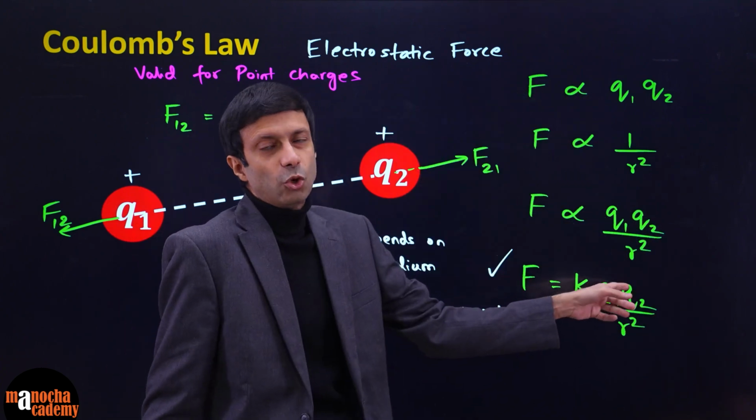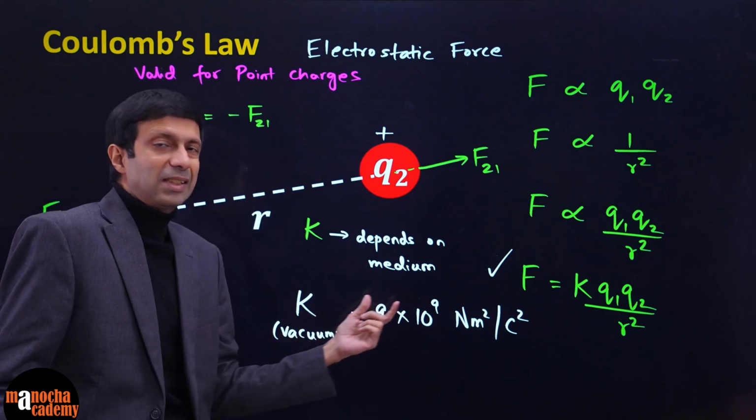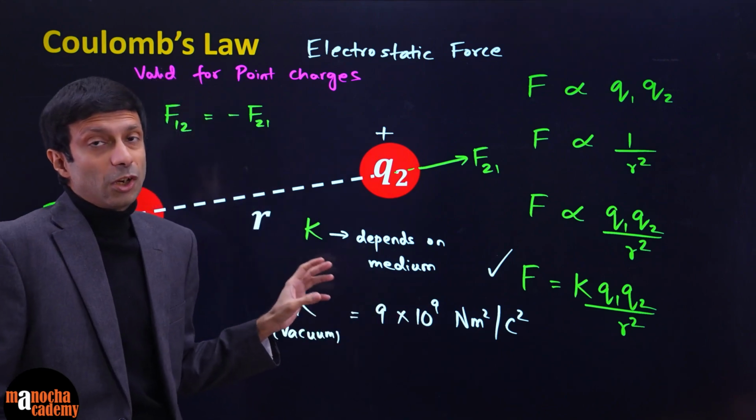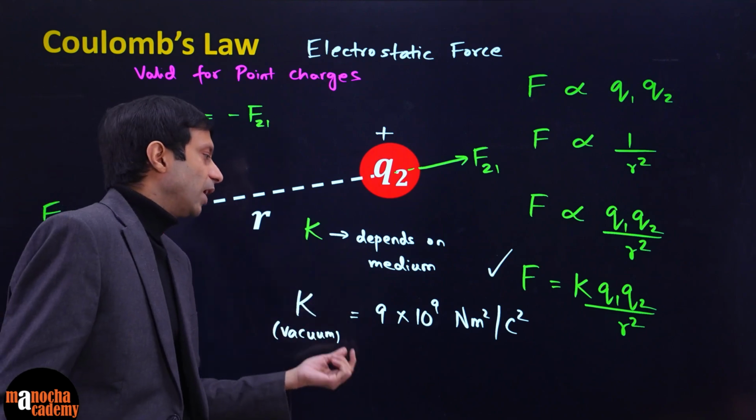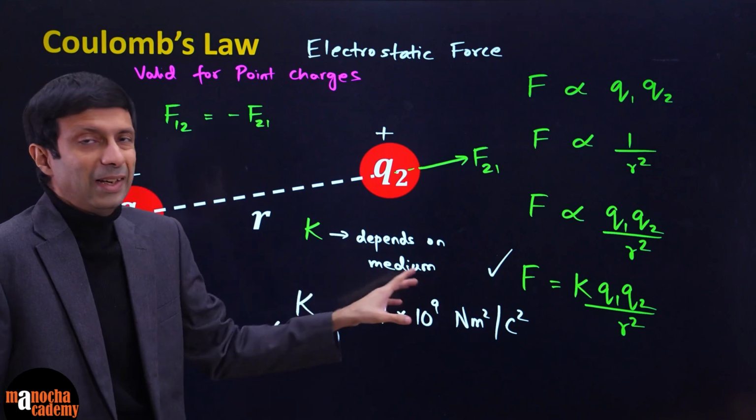K times Q1, Q2 by R square, and they've said the charges are in vacuum. So we can use this standard value of K. So many times it will not be given in the question. You're supposed to know this value, 9 times 10 to the power 9 Newton meter square per Coulomb square. So see, these are all in SI units.